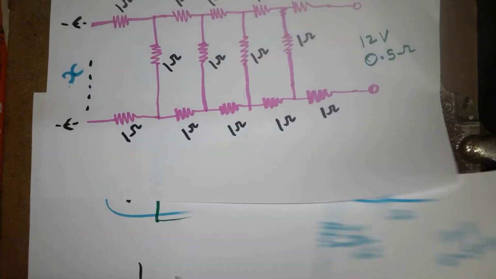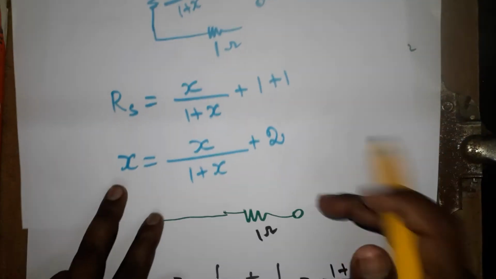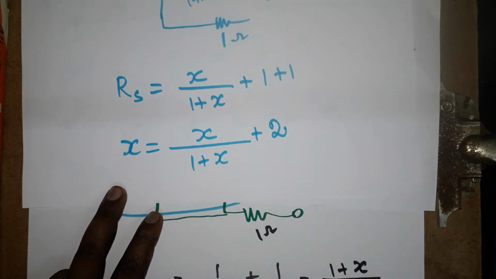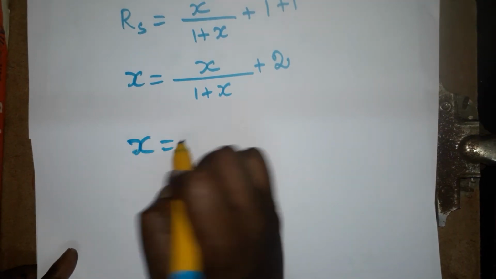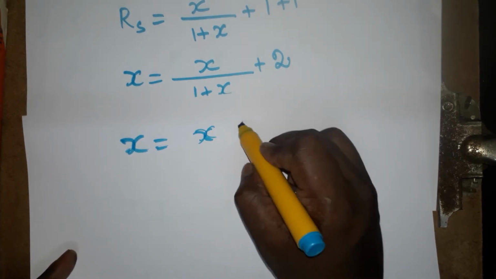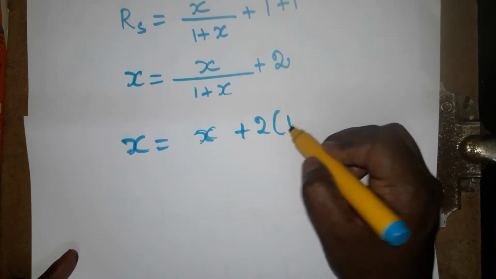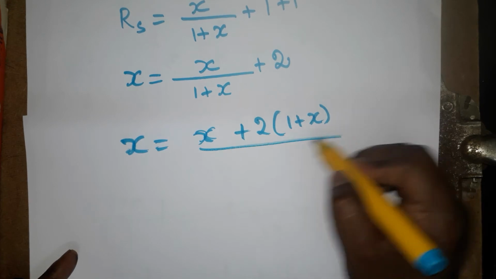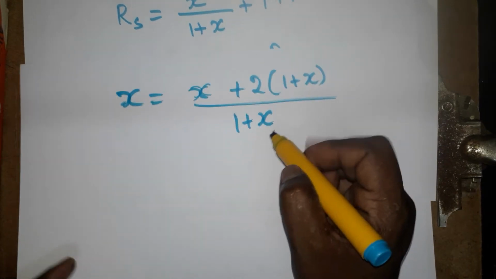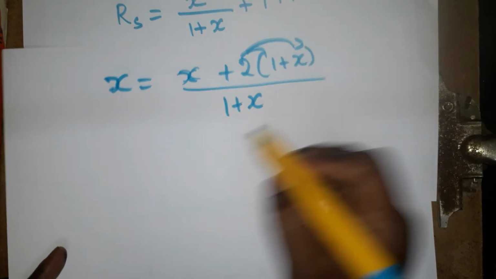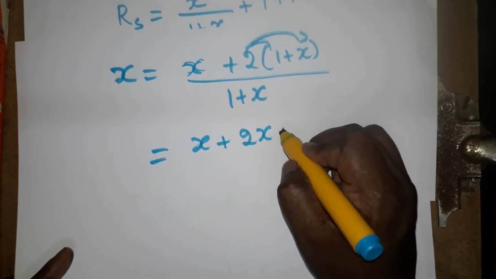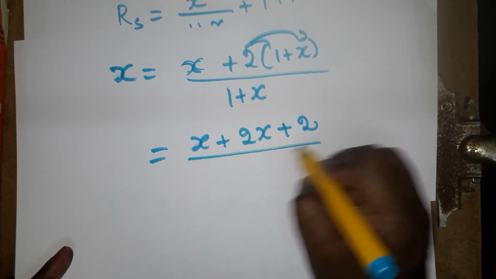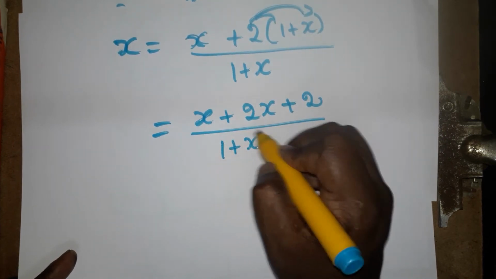Okay, so now what is the solution for this? We can easily find what is the x value. Next step, I can do x is equal to (x plus 2)(1 plus x), just a cross multiplication, divided by 1 plus x. So 2 you can take inside. So x plus 2x plus 2 divided by 1 plus x is equal to x.